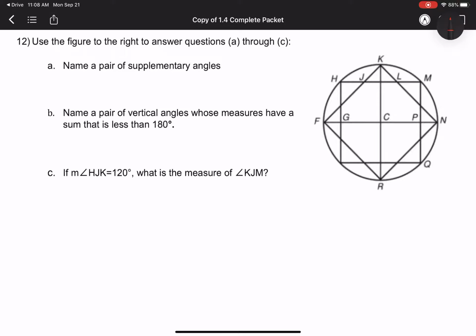Then I want to look in my picture and recognize that I have only some points marked out, so I'm looking for angles that have either this point, this point, this point, G, C, P, K, L, M, N, and so on. So I'm looking for things that are already identified with points, and I also want them to be small. So I'm looking for small angles.